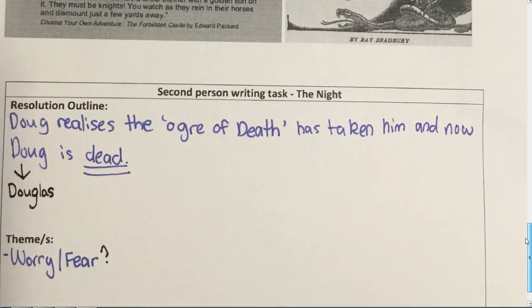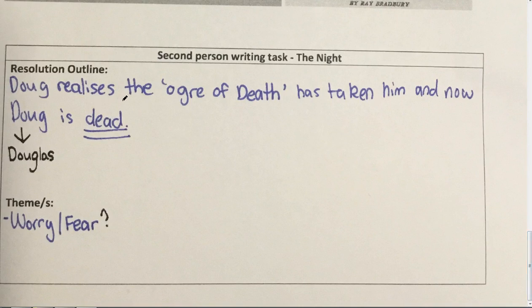We see in this student's planning, so she's continuing on from the story. Doug is the protagonist of the story. He's an 8-year-old boy, realizes the ogre of death. All right, so I'm not sure this student, it's a year 5 student, she's a pretty good student. I'm not sure she completely understands that the ogre of death is a figurative device. It's not a real ogre, right? This was the trick to understanding this story. It's essentially a horror story, but not in a physical sense, and children really have trouble understanding that.